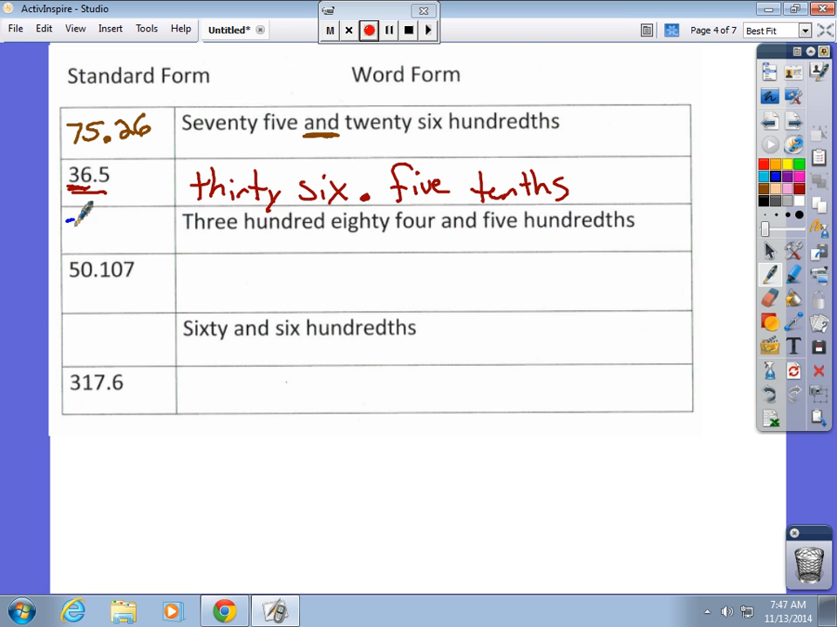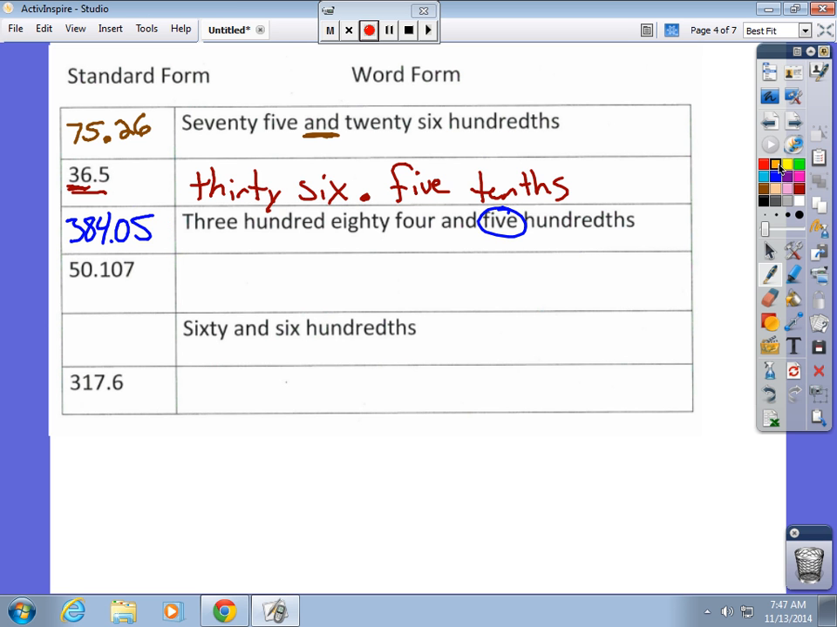Next number, 384 and. So 384 and 5 hundredths. Now, that right there says 5 tenths. We need to get 5 hundredths. What should I do to make sure my 5 is in my hundredths place? Well, I need to have something occupied in my tenths place. So you need to have a 0 there to occupy the tenths place, so then your 5 can be in your hundredths place.